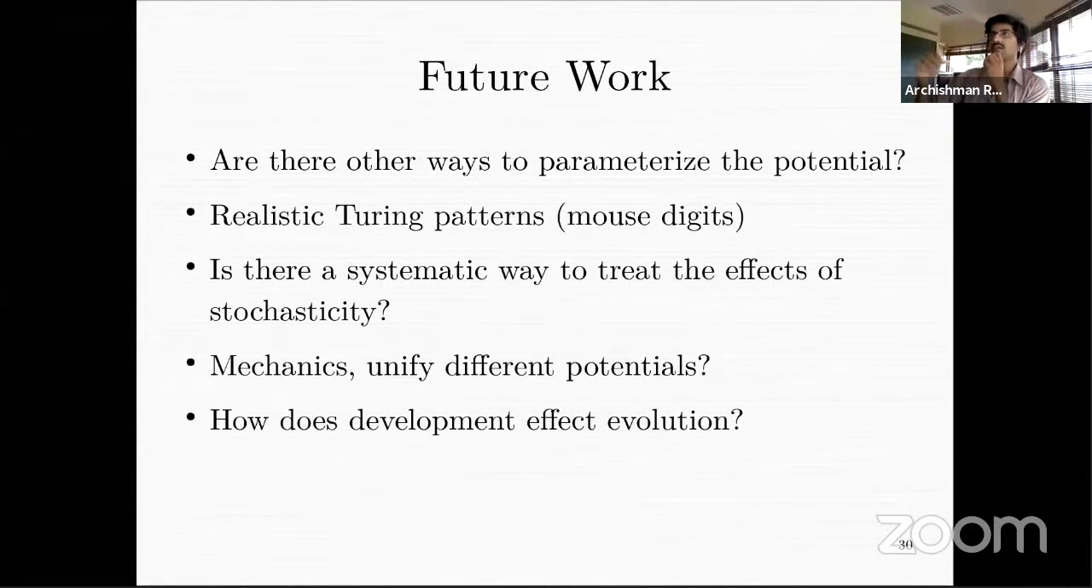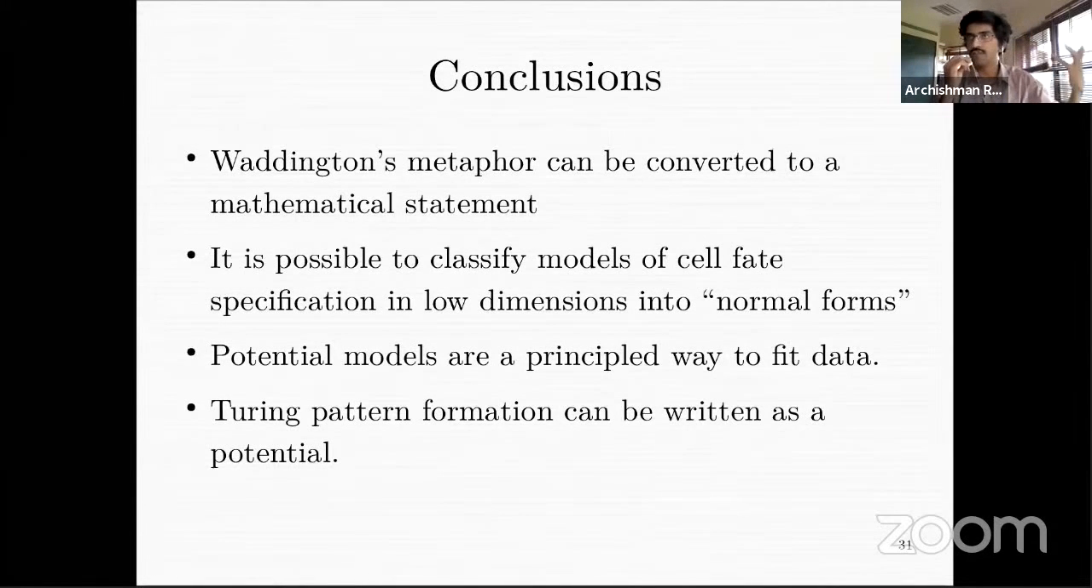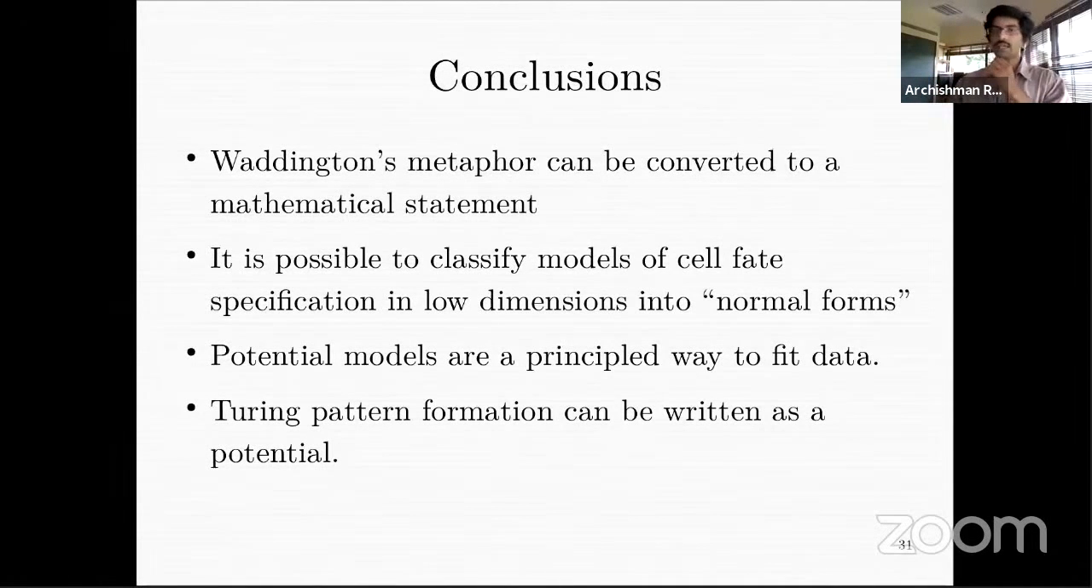So with that, I'll skip over the future work, and maybe I'll just conclude and say that Waddington's metaphor can be converted into a mathematical statement. It's possible to classify models of cell fate specification in low dimensions into these normal forms and phase diagrams, and these potential models, as I said, are a principled way to fit data. And Turing pattern formation, the classic example in developmental biology, can also be written as a potential. So I'll conclude. Thank you very much.